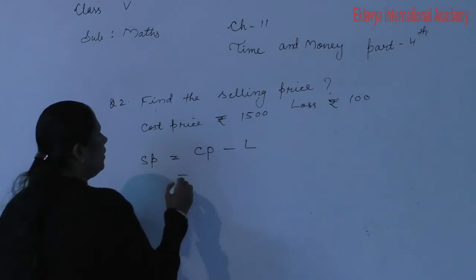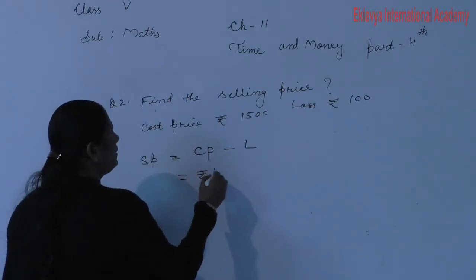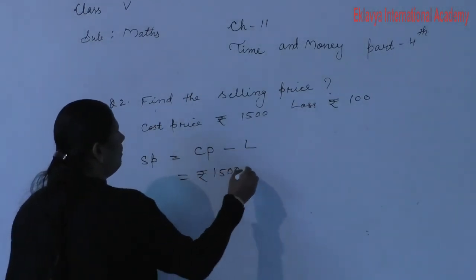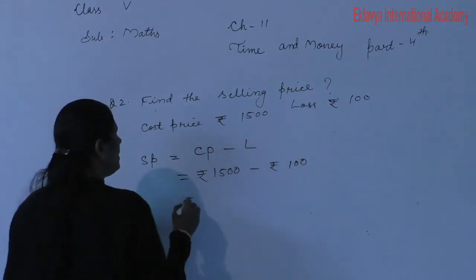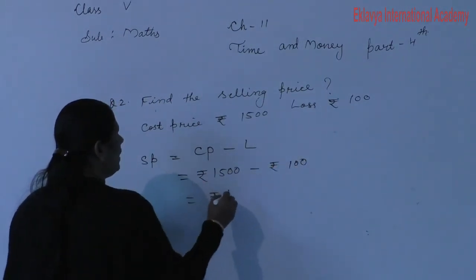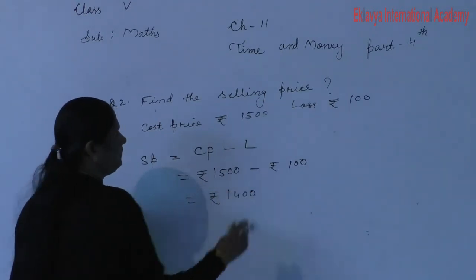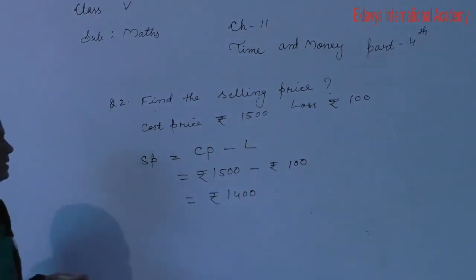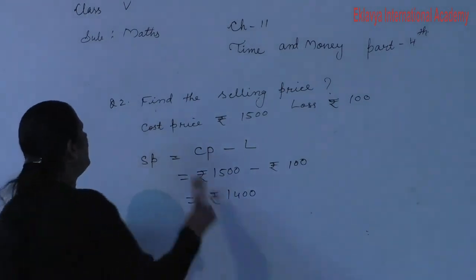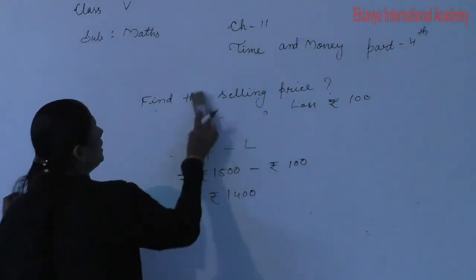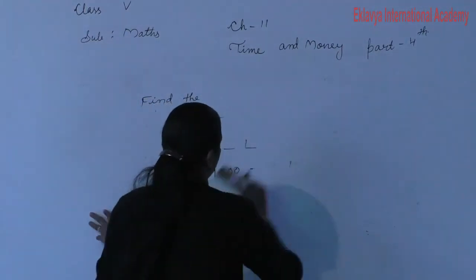Then rupees 1500 minus rupees 100. What is our answer? Rupees 1400. This is the SP. This is how to find the SP. Understand? Then next question. Find the cost price.